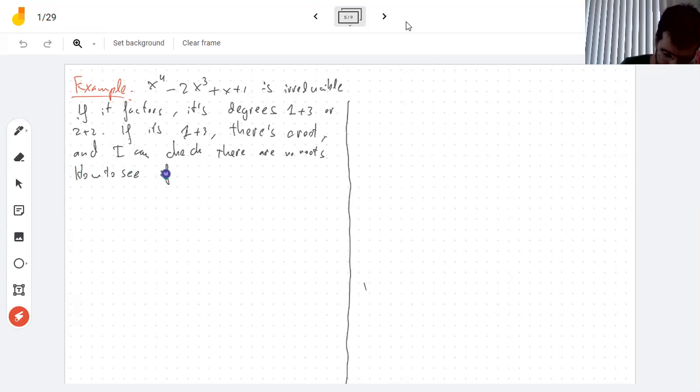Now how to see if it factors as a quadratic times a quadratic. The thing you can just do, and sometimes you'll be luckier than others, is just write out some equations. So if it factors, it means I can write it in this way.